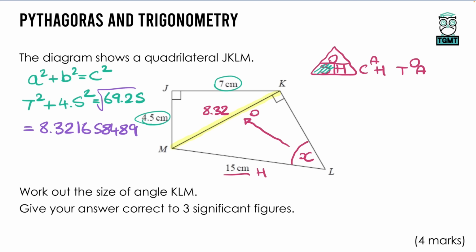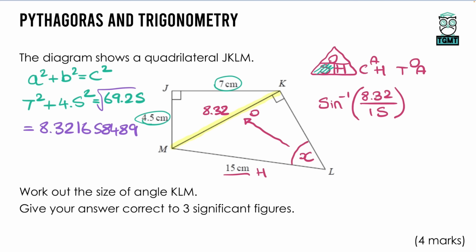Now when finding an angle, we do have to press shift sine first, which brings up our sin minus 1, and we're just going to put our fraction in, which is O, which is the 8.32 over 15. Now if you are typing that number back in and not using the answer button, do type the full answer back in.